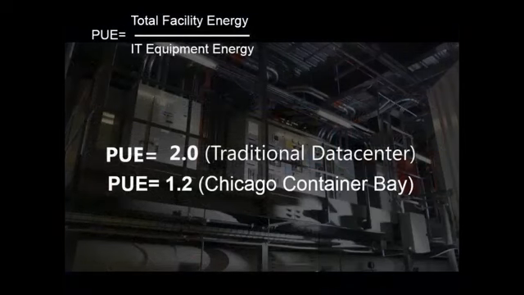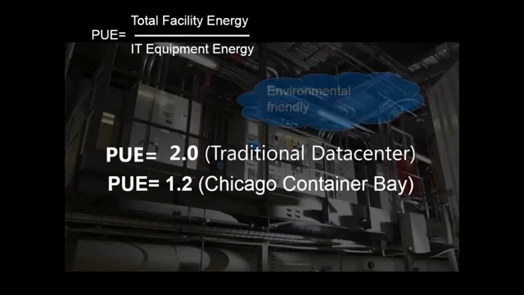I got a picture here that's just a measurement about a new numbering called PUE. That's about the consumption of energy. You get the factor by dividing the total facility energy by the IT equipment energy. This is the actual picture from the Chicago Container Bay in Azure. And a traditional data center hosted by anyone around the globe had a PUE value on... If you ask me, that's our environmental trend.